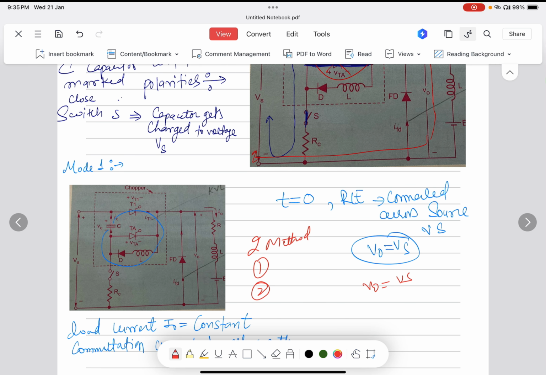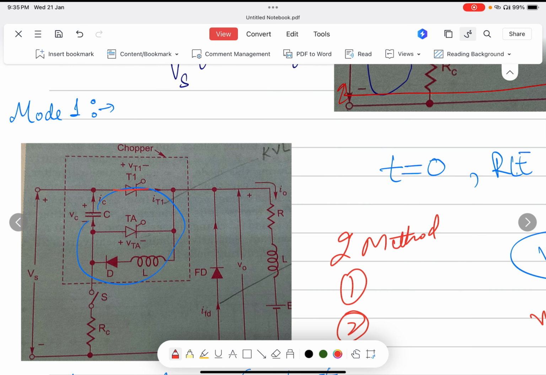During this mode, there are two current paths. First, T1 gets triggered and current flows through the RLE load. The other path is that current flows through the inductor, then through the diode, and then back to the capacitor. So during this mode, the two current paths are as you can see.